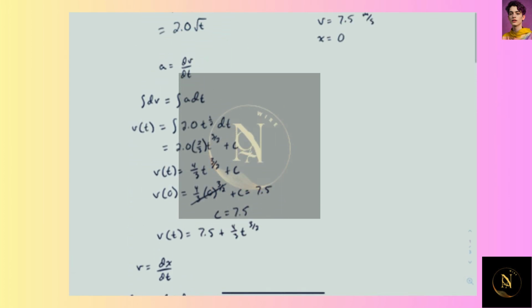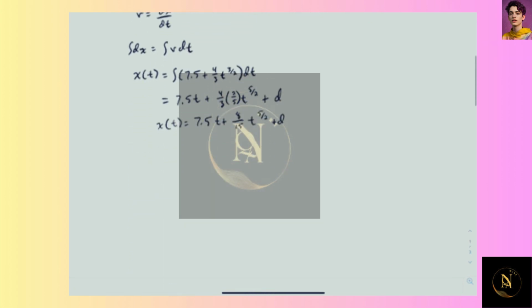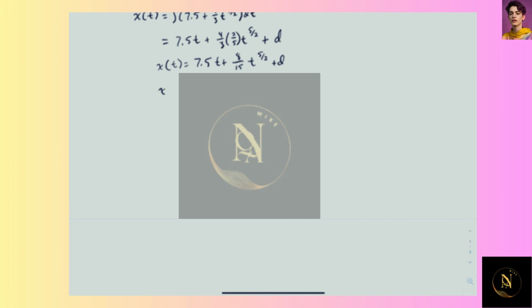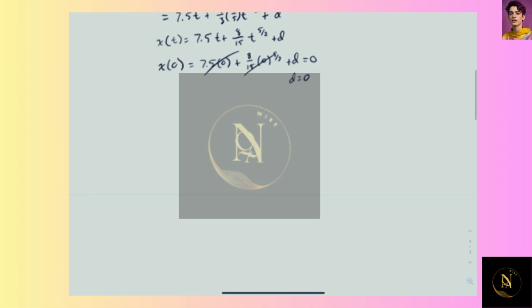And up here, we know that our position at time t equals 0 is 0. So we'll solve for d using that. 7.5 times 0, and this is all going to equal 0. Now this term goes to 0, this term goes to 0, so that must mean that d equals 0. So our position as a function of time is 7.5t plus 8/15 t to the 5/2.